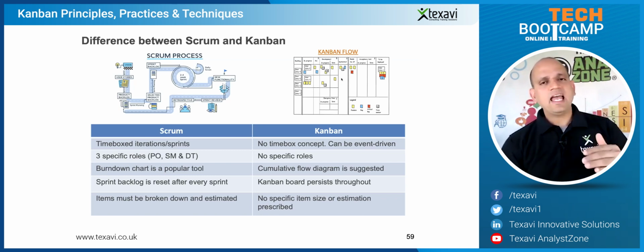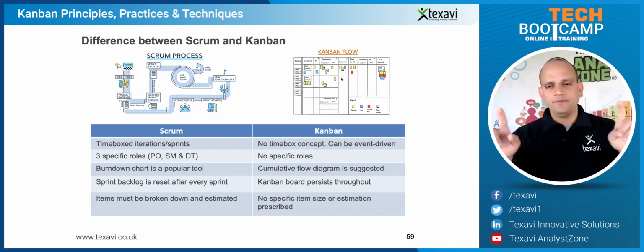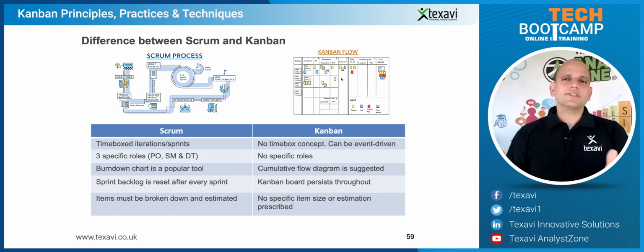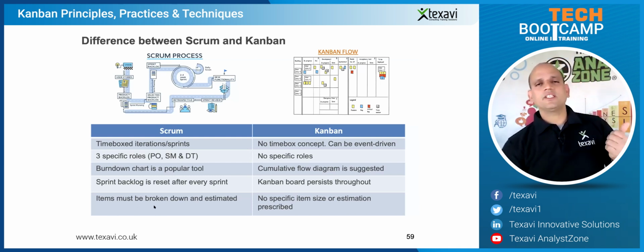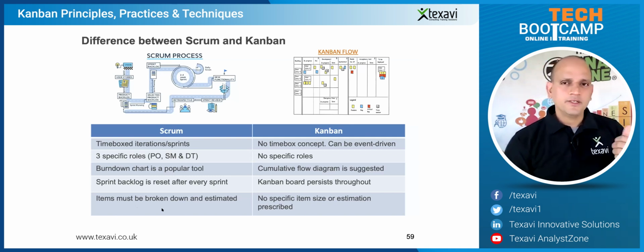So with Kanban, it's persistent. The board is persisting across the sprints. So you can actually get to see the flow of work across the sprints from sprint 1 all the way through to sprint 100, if required. Of course, it is not always the case. And then the items must be broken down and estimated in Scrum. It's always the case, right?